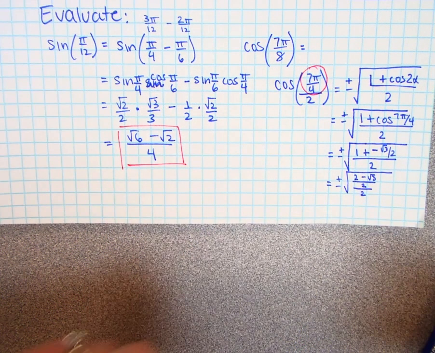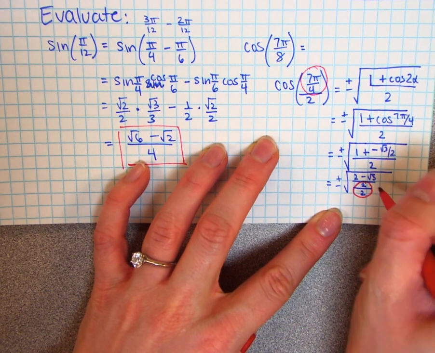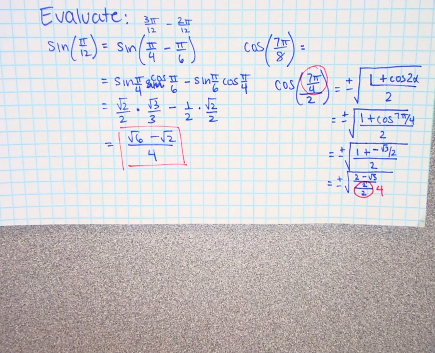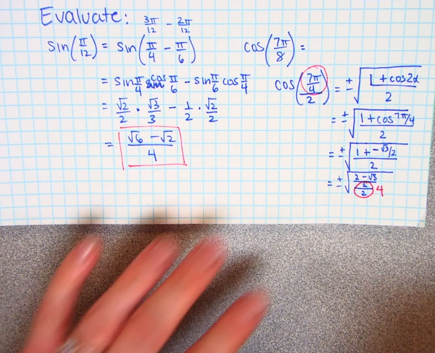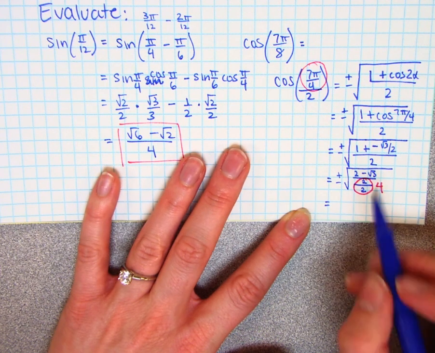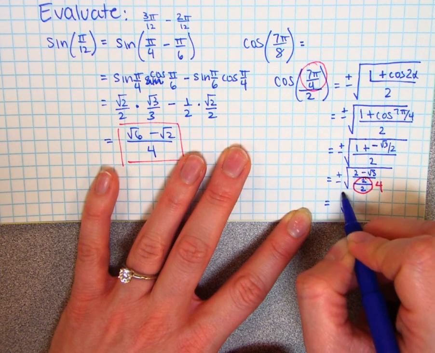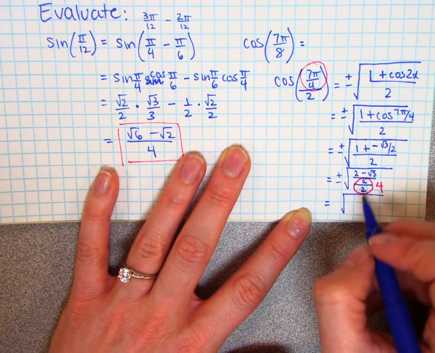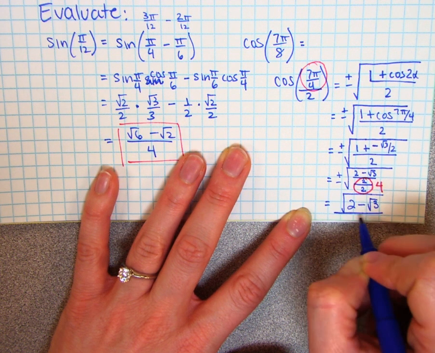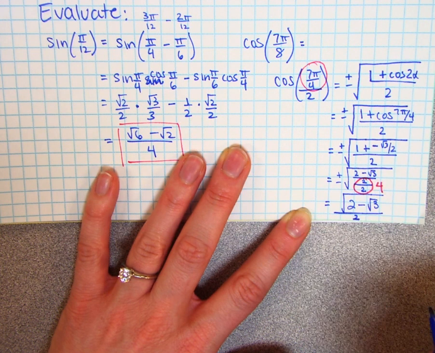So actually this entire thing becomes 2 minus root 3 divided by 4, so that entire thing is divided by 4, which means it can come out. So that gives us a square root of 2 minus root 3. Oh geez, this entire thing is over 2.